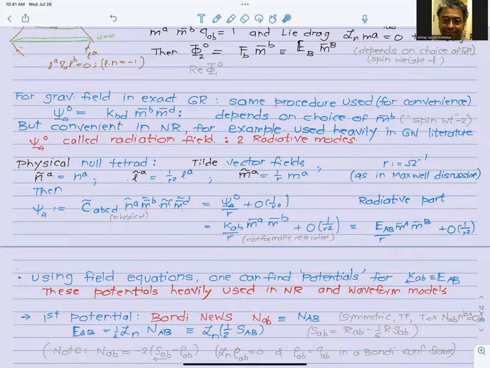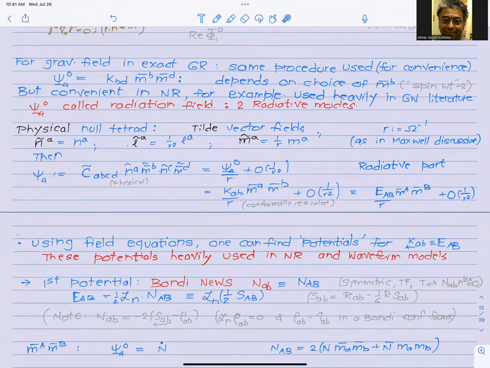And I can see that the physical psi 4, the Newman-Penrose psi 4, is given by psi 4 naught, because if I substitute the physical quantities in terms of the conformally rescaled fields, which are well defined at Scri, then I will find that this is equal to psi 4 naught upon r plus 1 upon r squared. And this is the same as K_AB times m bar^A, m bar^B upon r plus that, or E_AB times m bar^A, m bar^B. These are just angular coordinates, and these are kind of spacetime coordinates, if you like. They're the same. Numerically, they will turn out to be the same. So this is now the radiation field, which falls like 1 upon r.